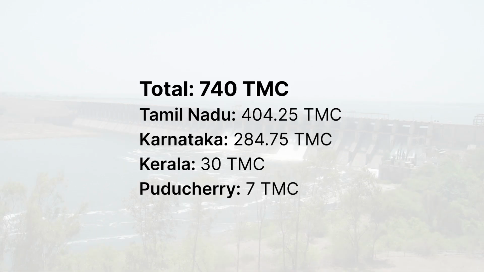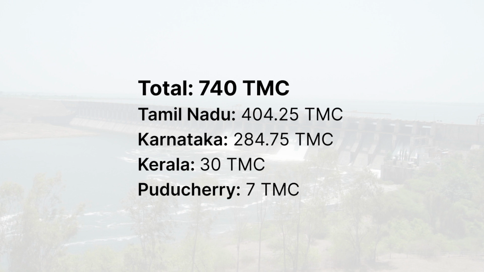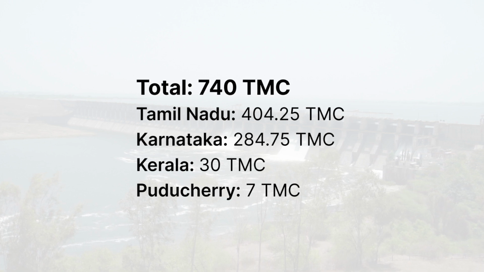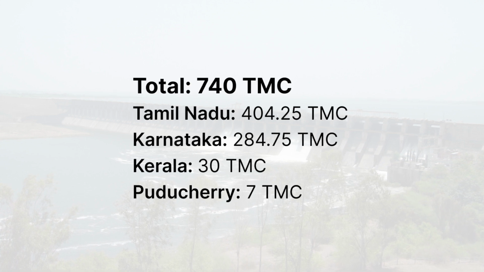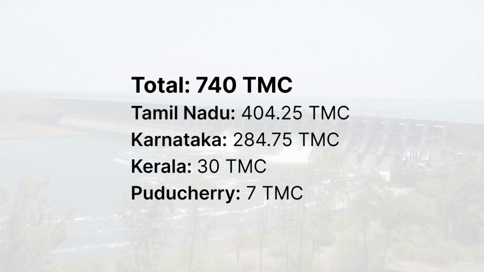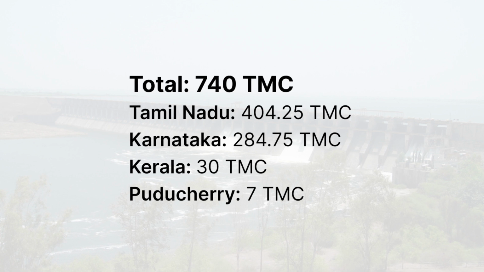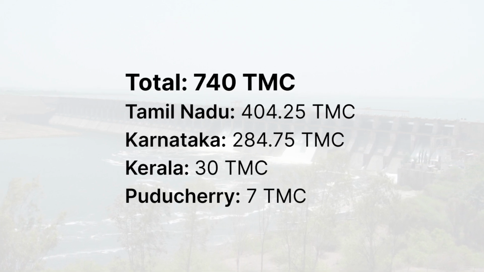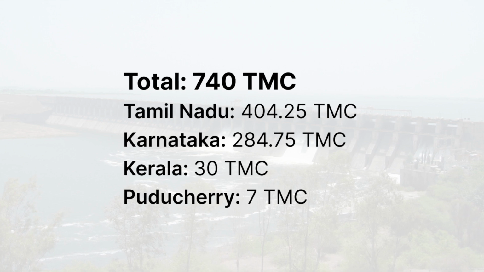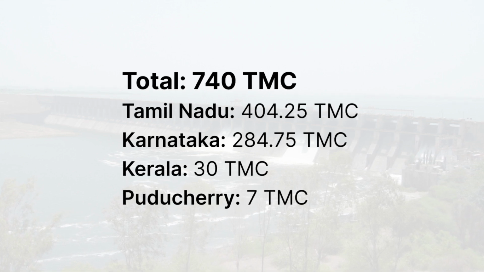Alright, from this, Tamil Nadu gets 404.25 TMC. Karnataka gets 284.75 TMC. Kerala gets 30 TMC, and Puducherry, that is Pondicherry, gets 7 TMC. But now you must be wondering how come Kerala and Pondicherry came into the picture, right? So for that, let's understand the map a little further.